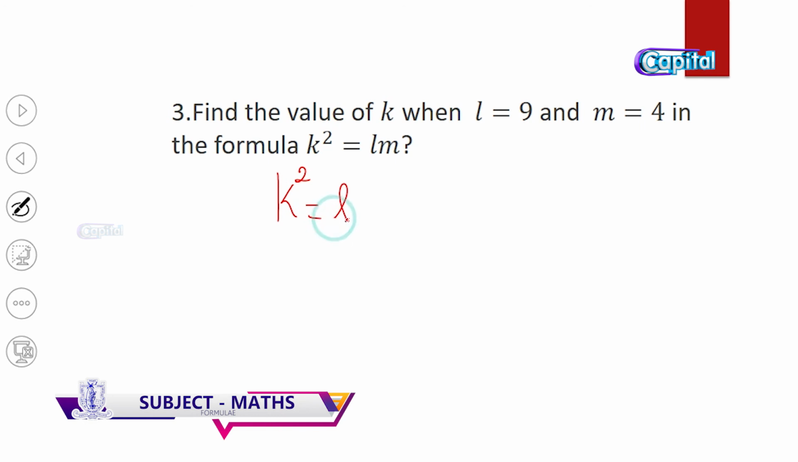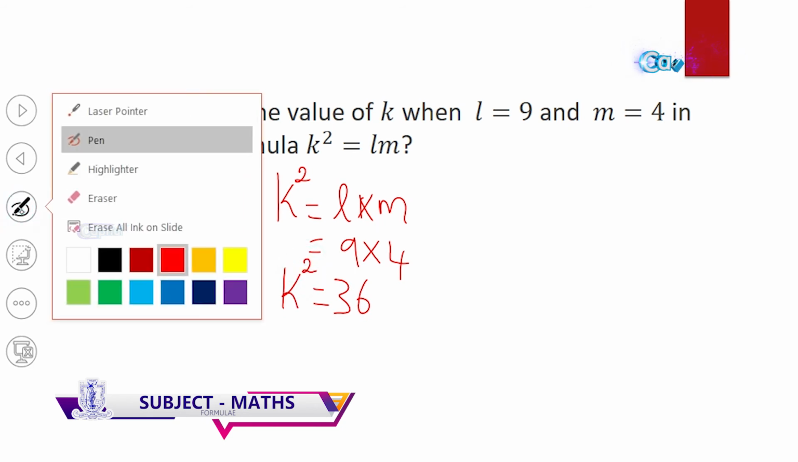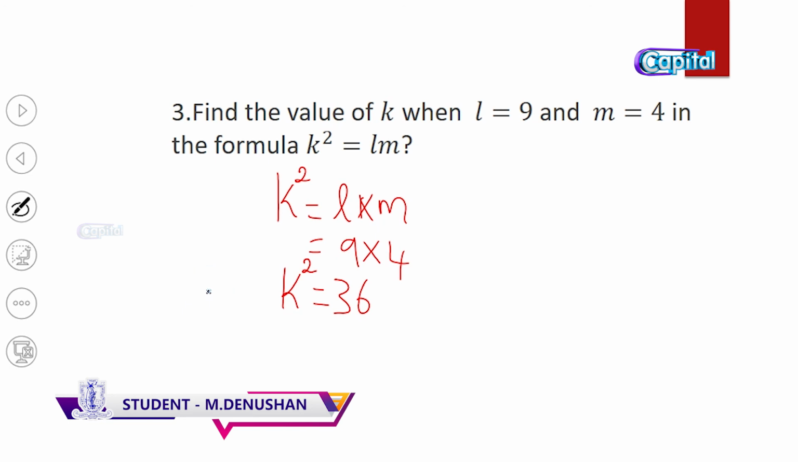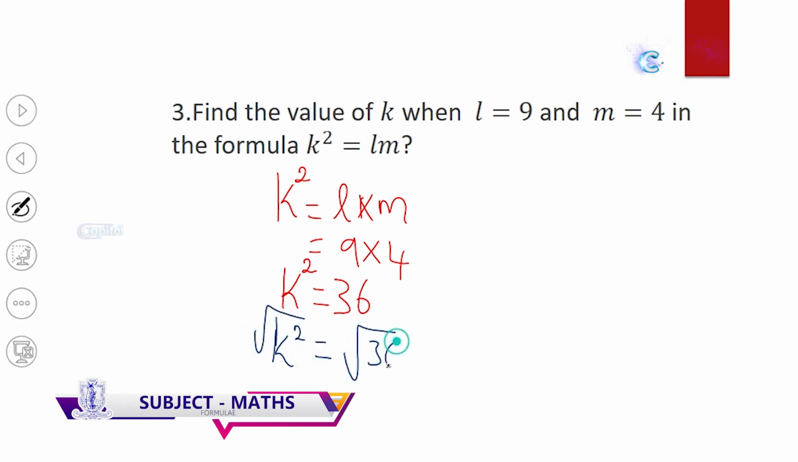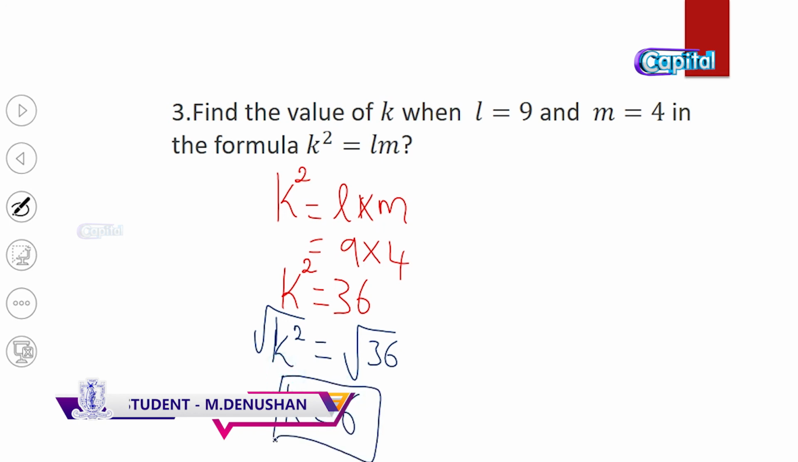k squared is equal to L into m. Then we can substitute the given values directly. L is equal to 9, m is equal to 4. We obtain the answer 36. k squared is equal to 36, but we have to find the answer for k. For that purpose, we have to root both sides. Then by simplifying that, we obtain the answer k is equal to 6. Now let's move to the last question.